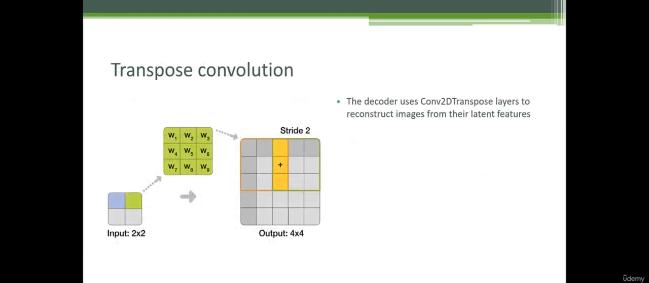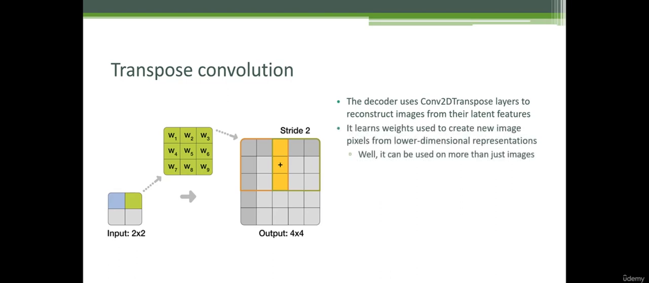So again, the trick for doing this in the decoder is to use a transpose convolution instead of a convolution. So instead of conv2D layers, we're using conv2D transpose layers to reconstruct images from those latent features that we talked about. So it's going to be learning all the weights used to create a new image with new pixels from a lower dimensional representation. And again, it can be used on more than just images, like we talked about. Search and text information is another application, but images are the easiest example to wrap your head around here. So with a transpose convolution, we're not distilling things down or shrinking images down, we're actually expanding them into their original form. We're trying to.